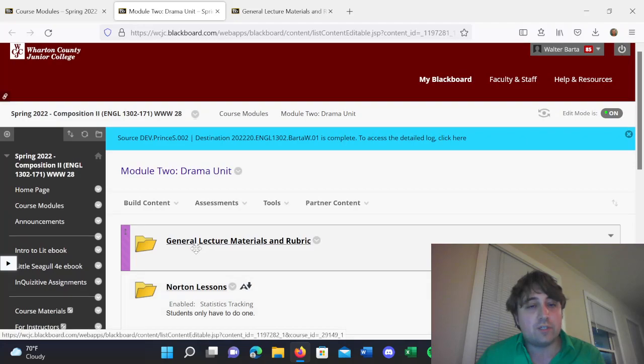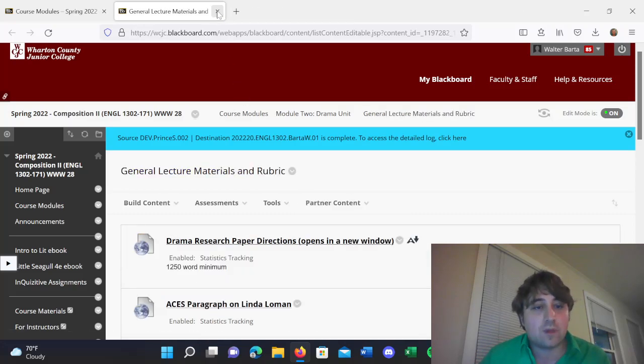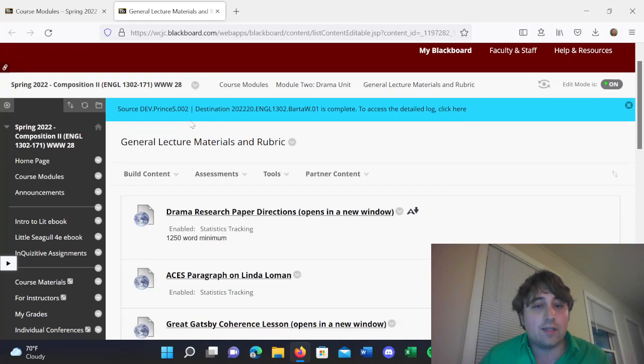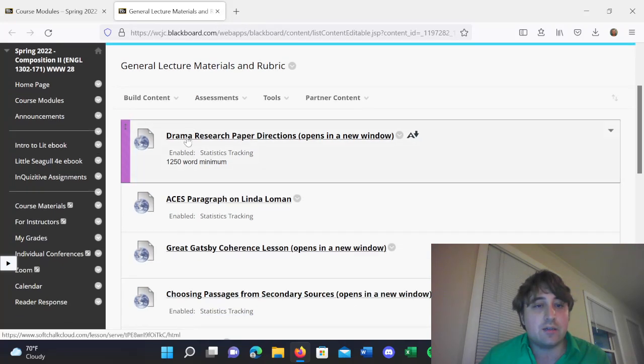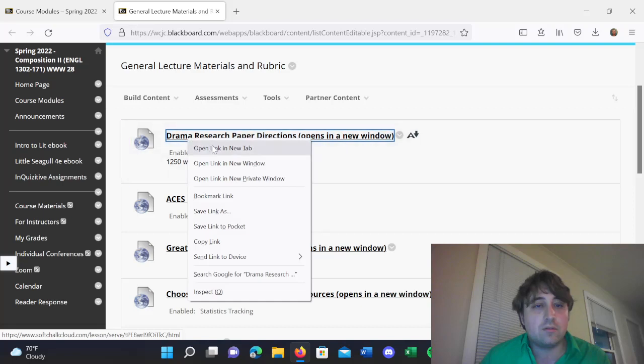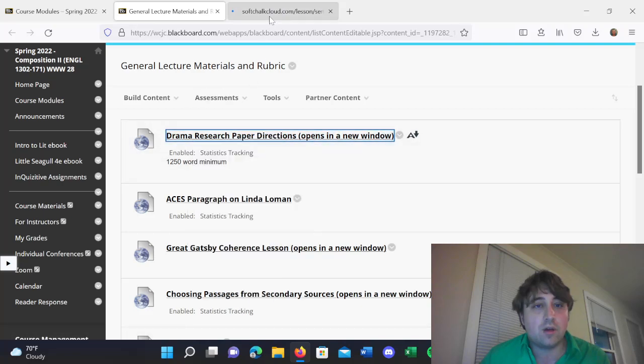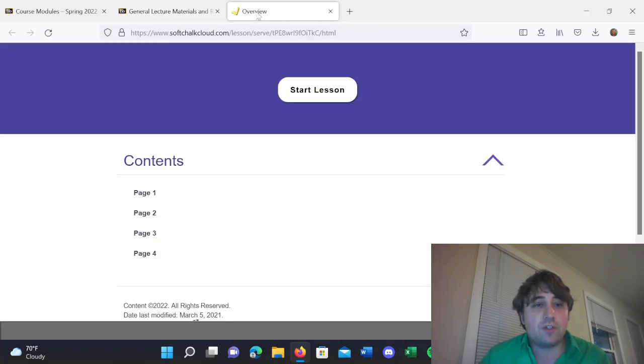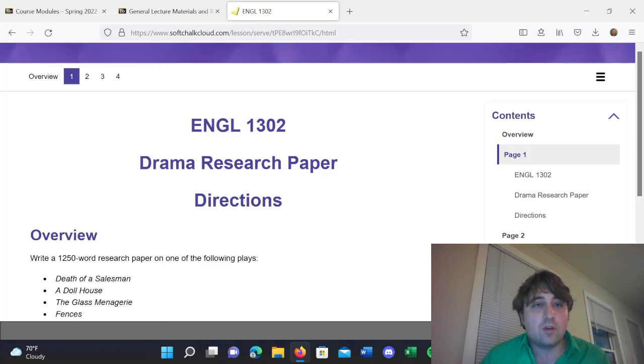Now, this folder is the next one we'll go through, the General Lecture Materials and Rubric folder, and that should finish up the drama unit. So, in this folder, we're going to see a series of lectures, so we'll go through those lectures. So first, we have an overview of the drama research paper, the directions.